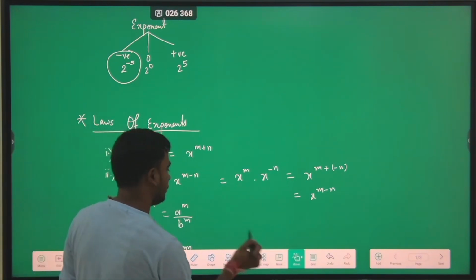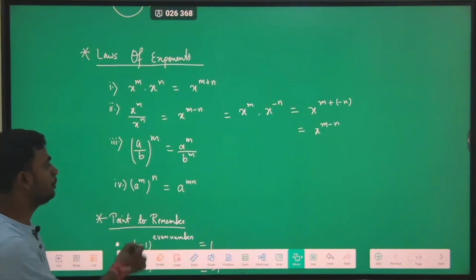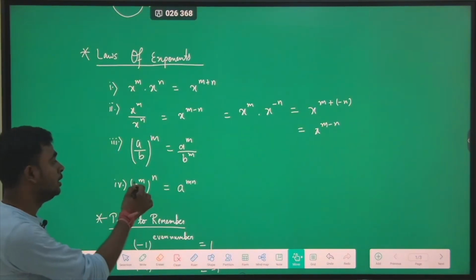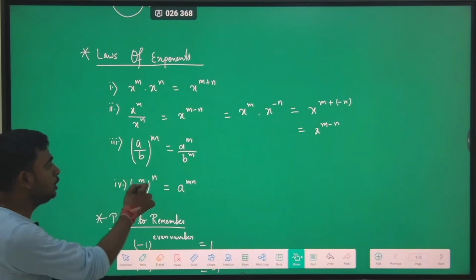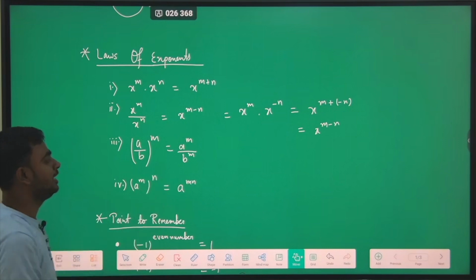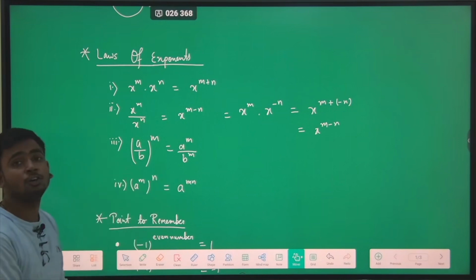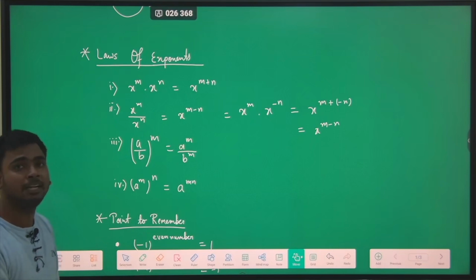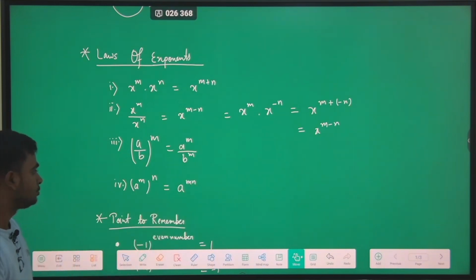Now the fourth law is, if a to the power m is powered with n, then what will we get? This is the concept of power to power. Whenever we get power to power, the powers will be multiplied. So we will get a to the power mn.